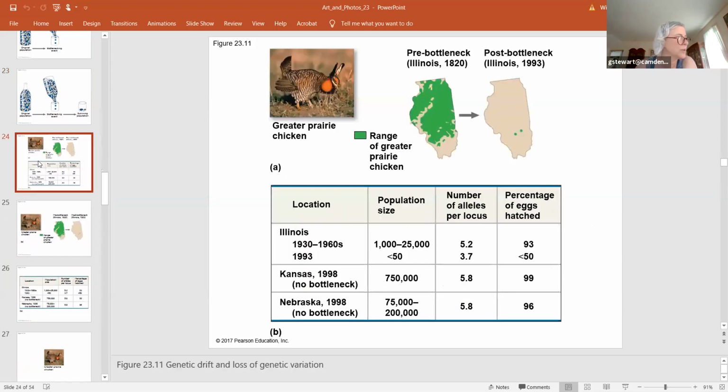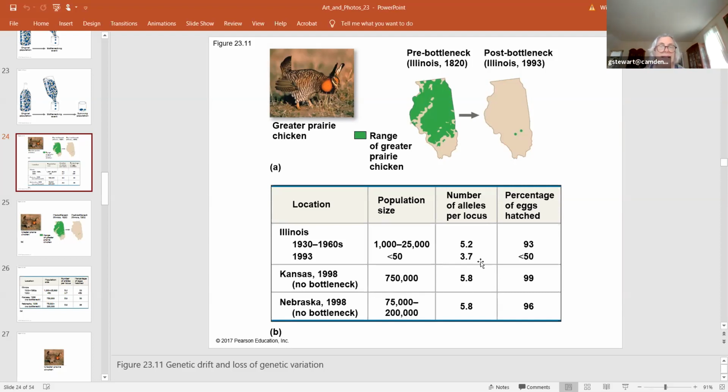Your book also goes through the greater prairie chicken, which was alive in the 1800s and lived quite across most of the Great Plains. This is showing you another bottleneck effect, where in Illinois in particular there was a lot of hunting because it's kind of the jumping off place for westward expansion. By the 1990s, there were only 50 prairie chickens left, compared to Kansas and Nebraska, where there aren't as many people, and there were more prairie chickens, right?